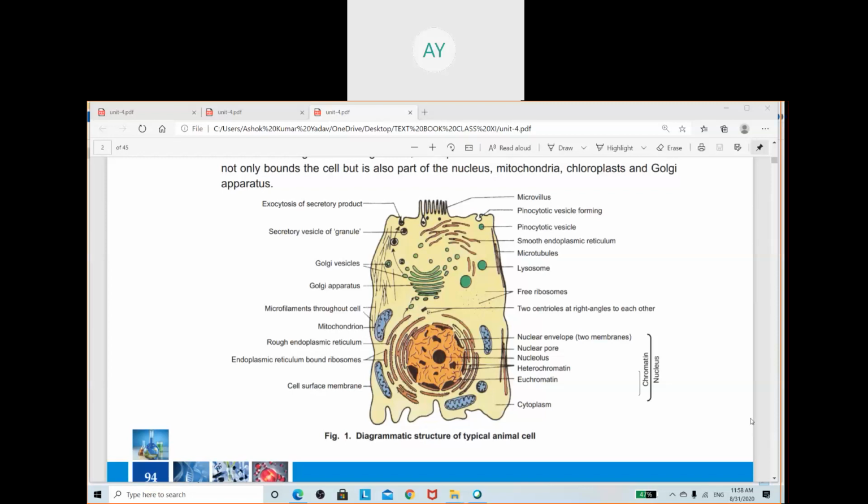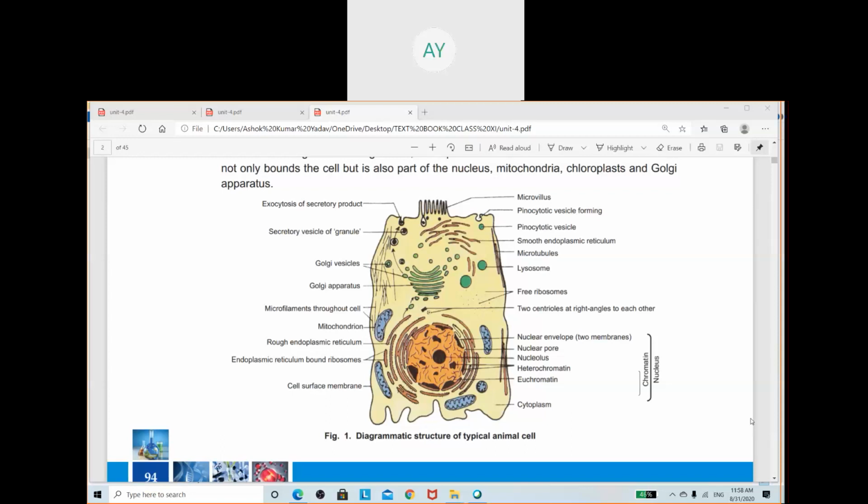plant cell and animal cell. What is the first difference? Yashasvi, what is the first difference between plant cell and animal cell? Sir, the plant cell has a cell wall, the animal cell does not. Yes. Second difference? Chloroplast, sir. In which cell is it present? Sir, it is present in the plant cell. Yes, and absent in the case of the animal cell.